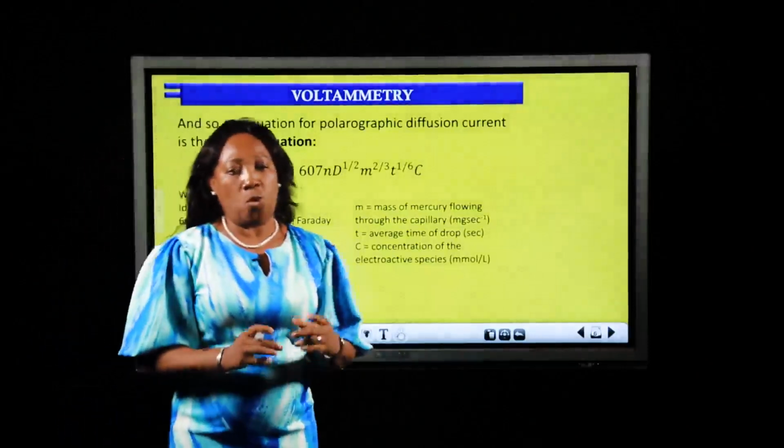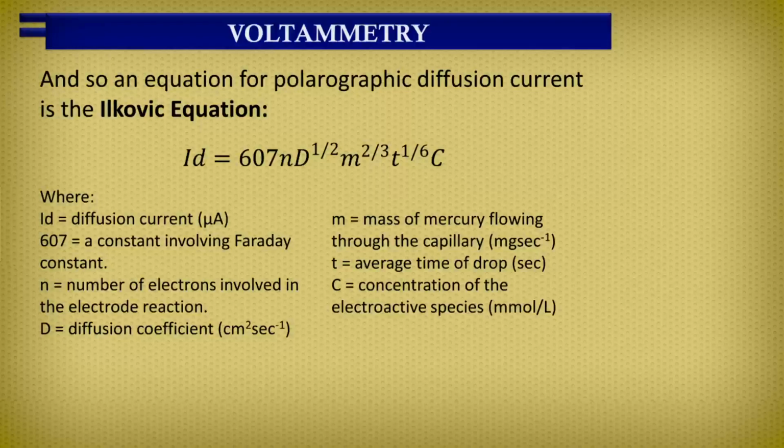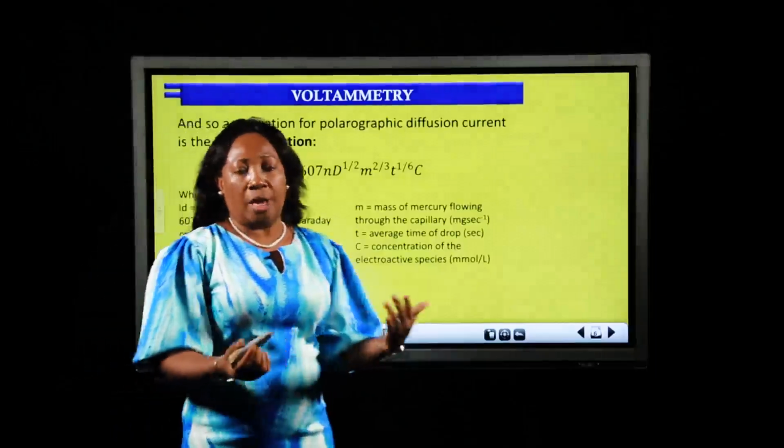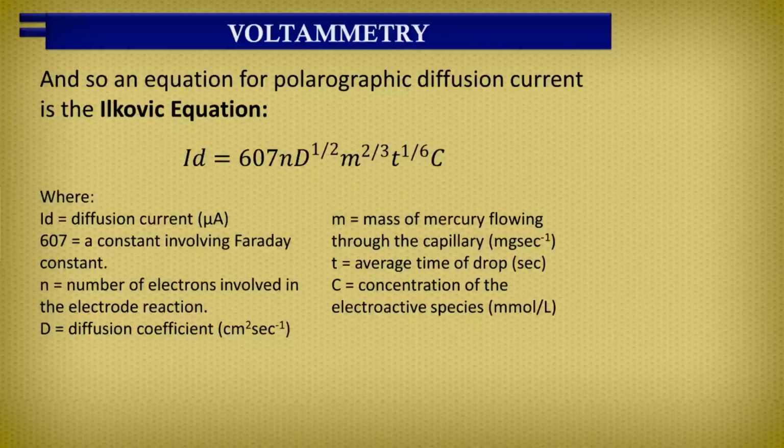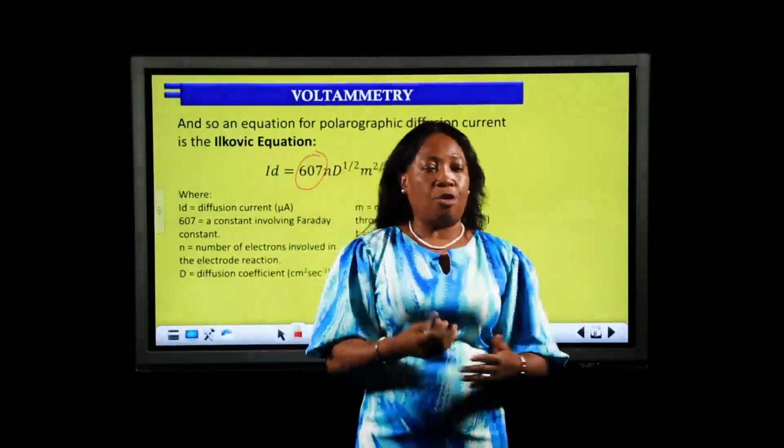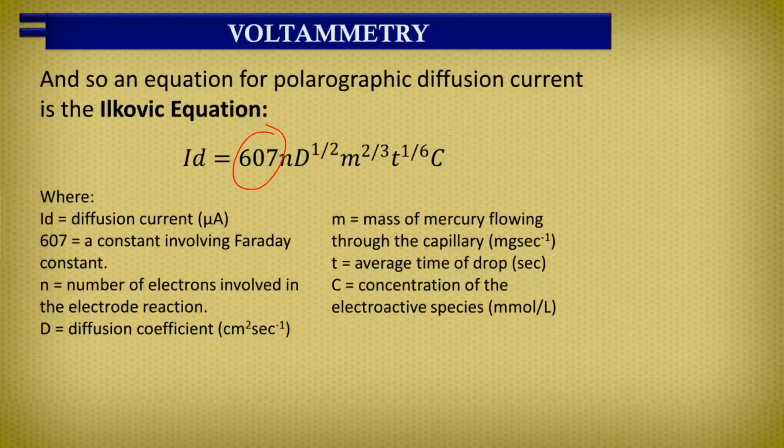Now, an equation for polarographic diffusion current is given by Ilkovic. It's called the Ilkovic equation, and with it we have been able to carry out a lot of calculations in polarographic determinations. So ID is equal to 607 n D to the power half, m to the power 2 over 3, t to the power 1 over 6, and then C. It's important to know that 607 is a constant that involves the Faraday constant, and we all know what the Faraday constant is. And all these other ones, of course, are the values we get from carrying out the analysis, and some of the parameters we have also put in.